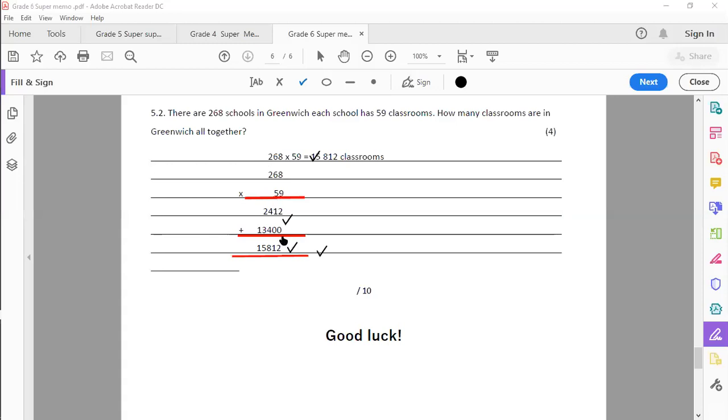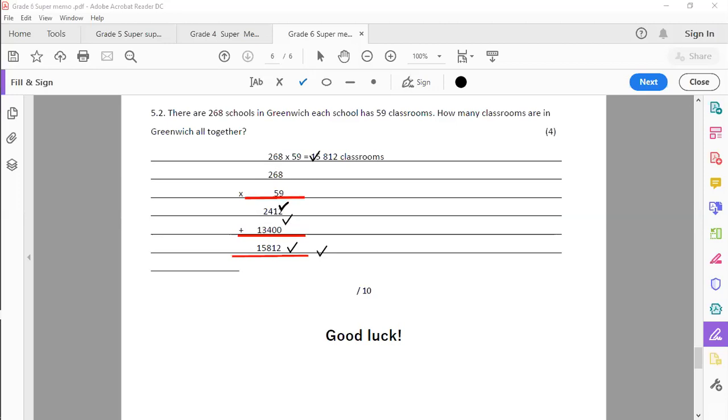Now I'm here at my 50. So I have 0 as a placeholder, because I'm not just multiplying by any ordinary number. I'm multiplying with a 50. So since I'm multiplying with a 50, I put 0 as a placeholder. Then I say 5 times 8 is 40. So I put a 0, carry 4. 5 times 6 is 30, plus 4 is 34. So I put the 4, I carry 3. 5 times 2 is 10, plus 3 is 13. And I have my final answer here of 13,400.